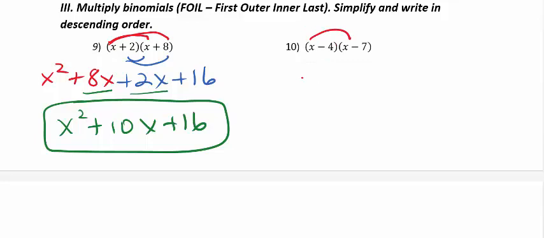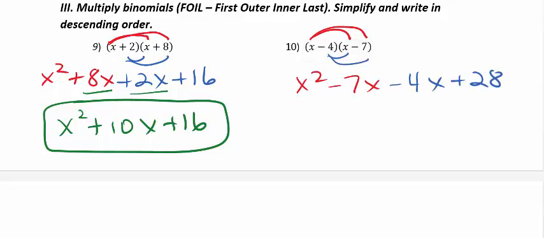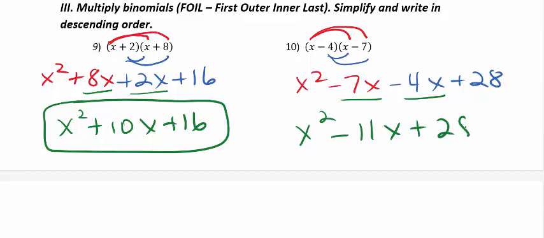We can multiply x times x and get x squared, and then we'll multiply x times negative 7, gives us a minus 7x. Inner terms minus 4x, last terms plus 28. Combining like terms, our middle terms usually combine. We can rewrite this as x squared minus 7x minus 4x gives us a minus 11x plus 28.